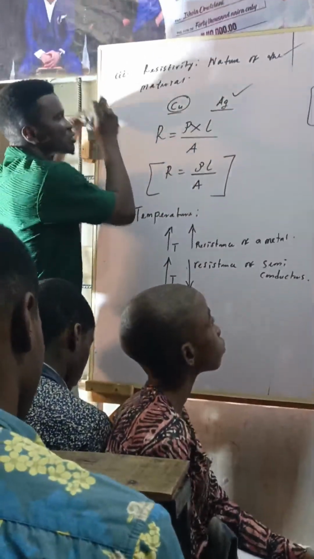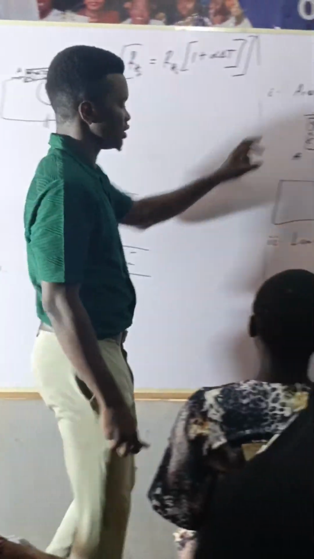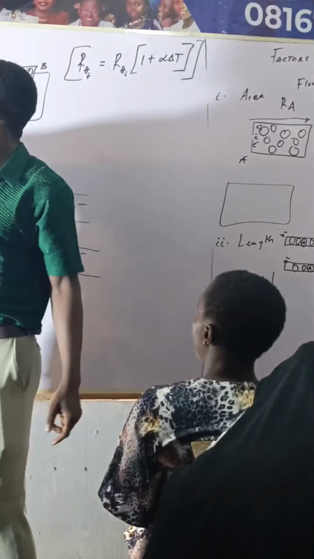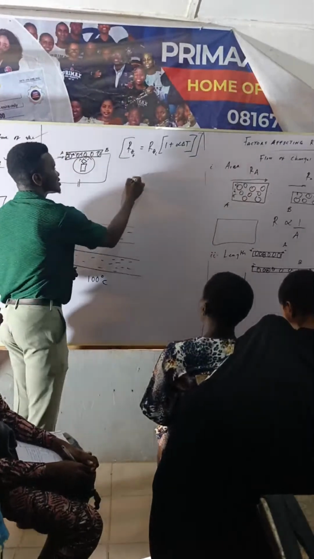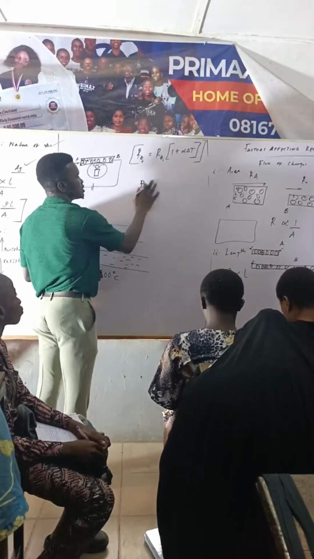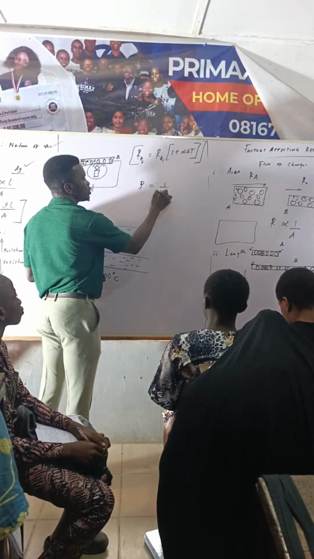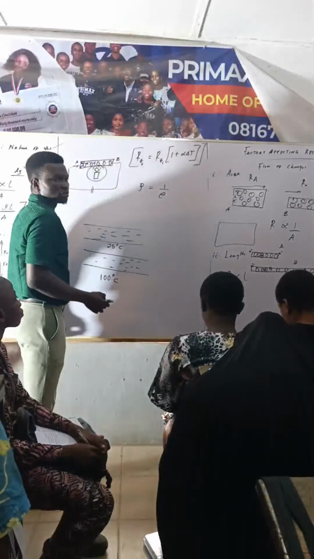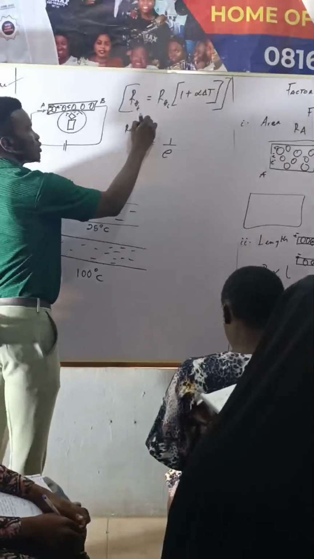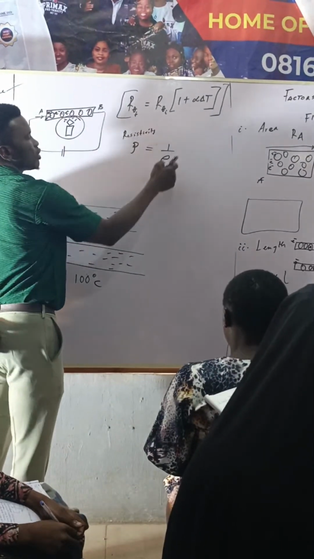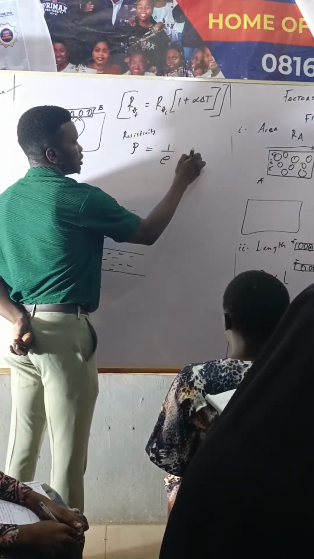Of a resistor, one is what? Area. Two, length. Three, resistivity. Four, temperature. Then you need to now know that resistivity is equal to 1 over conductivity. Resistivity is your rho. Conductivity is your sigma.